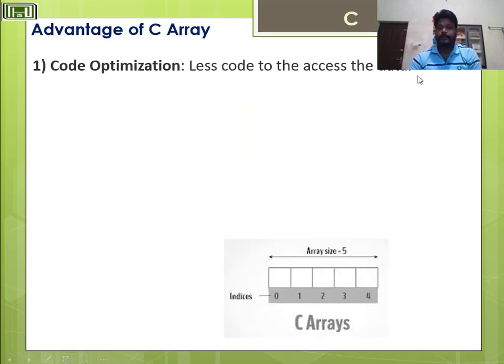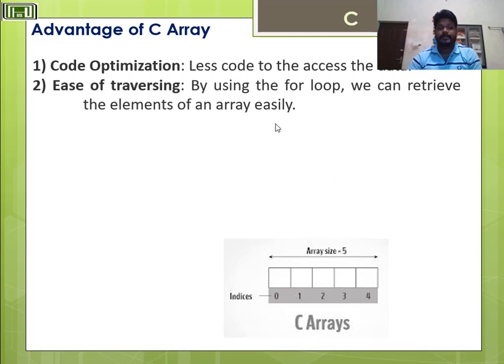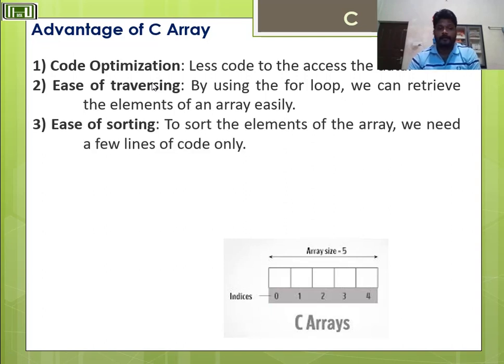So we are going to the advantages of C array. First advantage is less code to access the data, that is code optimization. Then second advantage, ease of traversing. By using loops like while, for, do while, you can traverse through the array, and traversing means visiting each element of the array. We can retrieve the elements from the array easily, and it is easy to store. Easy to sort array using.